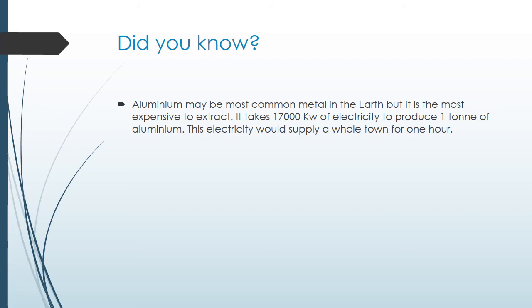Aluminium may be the most common metal in the earth, but it is the most expensive to extract. It takes 17,000 kilowatts of electricity to produce 1 ton of aluminium. This electricity would supply a whole town for 1 hour.